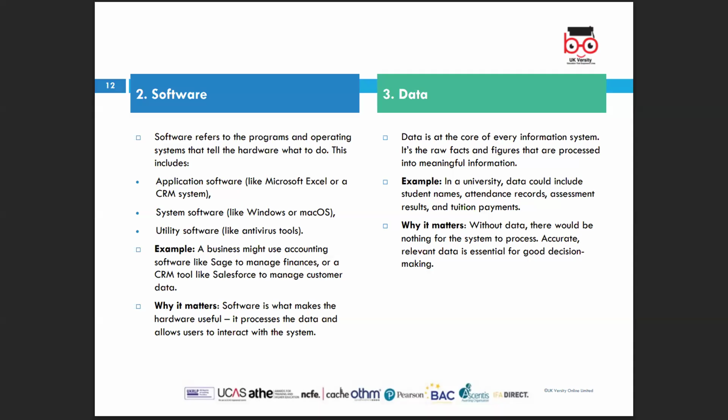Then we have data, which is the core of every information system. It's the raw facts and figures that are processed into meaningful information. For example, in a university, data could include student names, attendance records, assessment results, and tuition payments. Why does this matter? Without data, there would be nothing for the system to process. Accurate, relevant data is essential for good decision making.